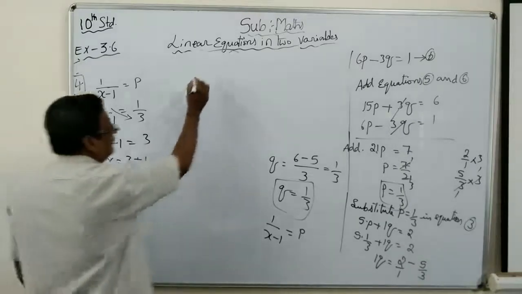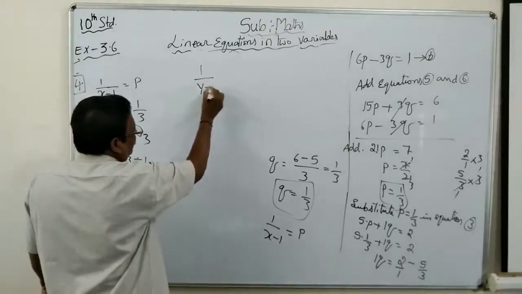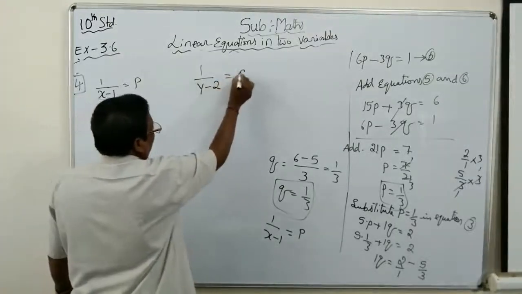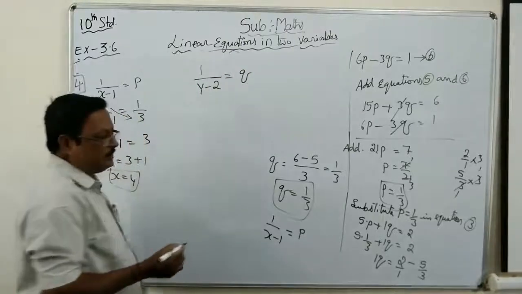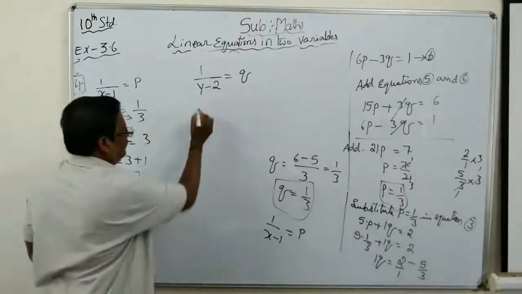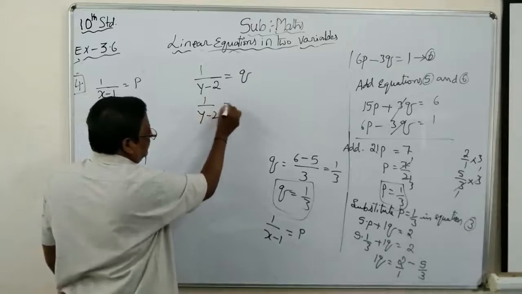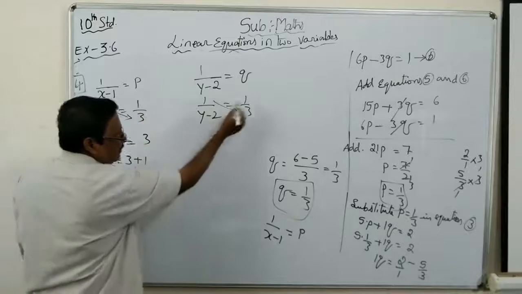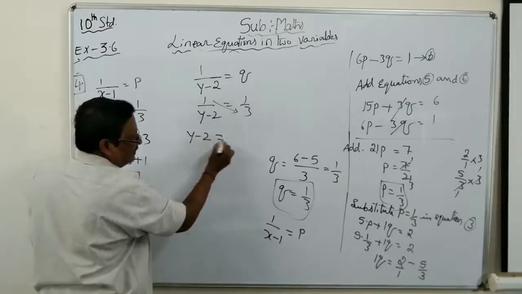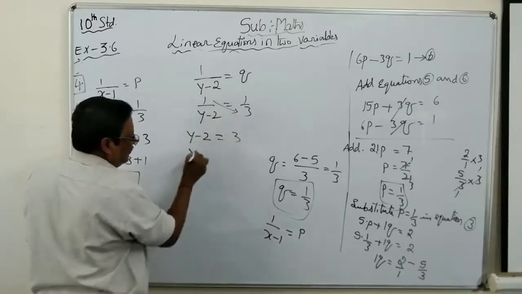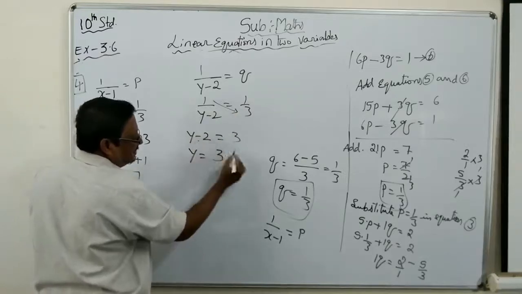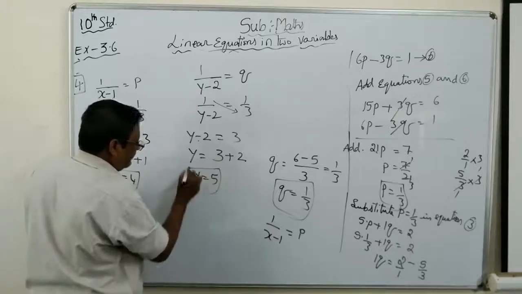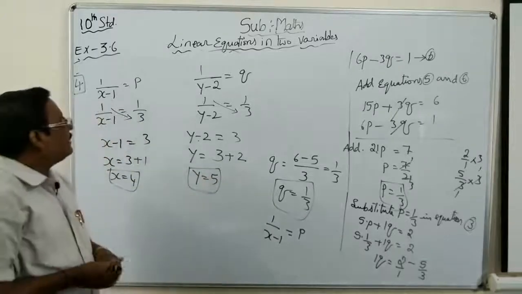Next one, 1 by y minus 2 is equal to q. Here substitute the q value, 1 by y minus 2 is equal to 1 by 3. Here also cross multiplication, y minus 2 into 1 is nothing but y minus 2 is equal to 3 into 1, 3. This minus 2 comes this side plus, 3 plus 2, y is equal to 5. This is the value of x and y. This completes the fourth one.